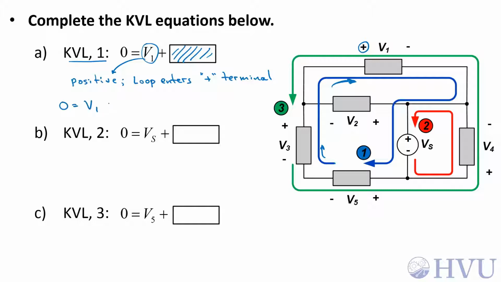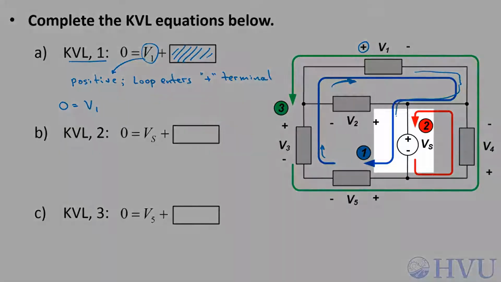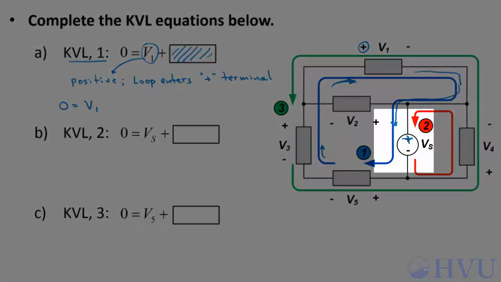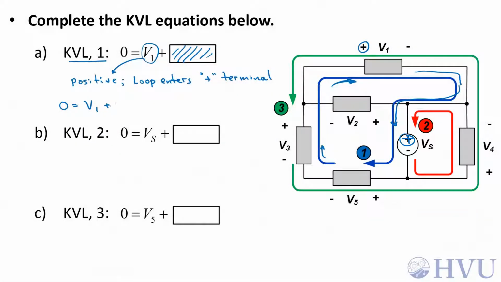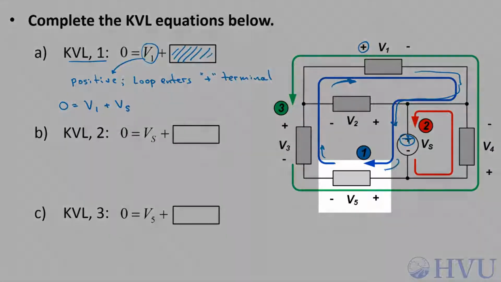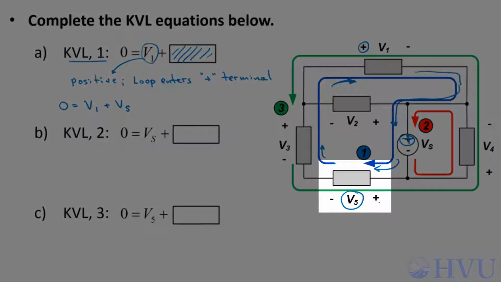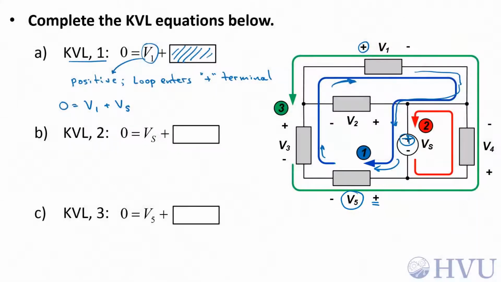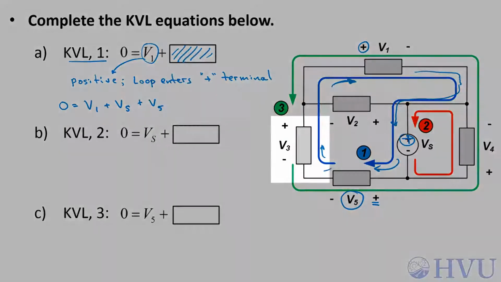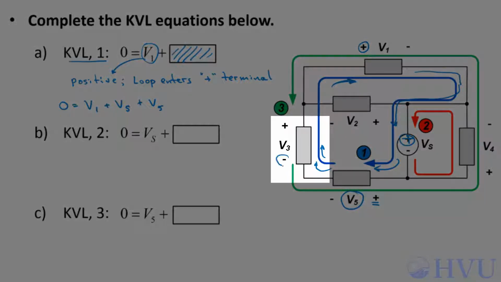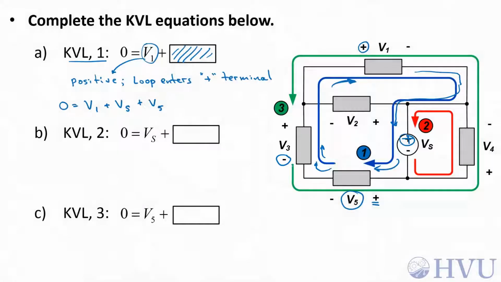0 is equal to V1. Continuing on around here, the next element I see is V sub s, and I see the positive terminal first, so I add V sub s. The next element I see is V5, and I see the positive terminal first, so I add V5. And finally, I go here and I see the negative terminal on V3 next, so I subtract V3. And these 3 terms are my missing terms.